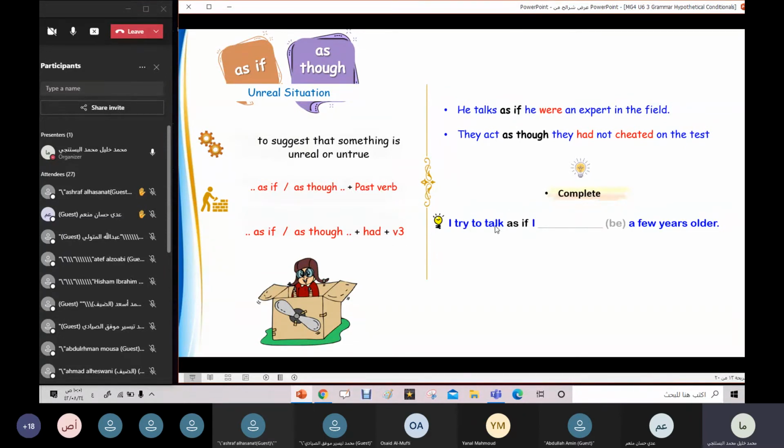Complete. I try to talk as if I, or they, were here. If I were a few years older. We can use if I was, but as we said before, were is more formal than was. Now here also, she laughed as though she, we can use past perfect or simple past. We can say thought or had thought. Both of them are correct. So this is about the two expressions, as if or as though.